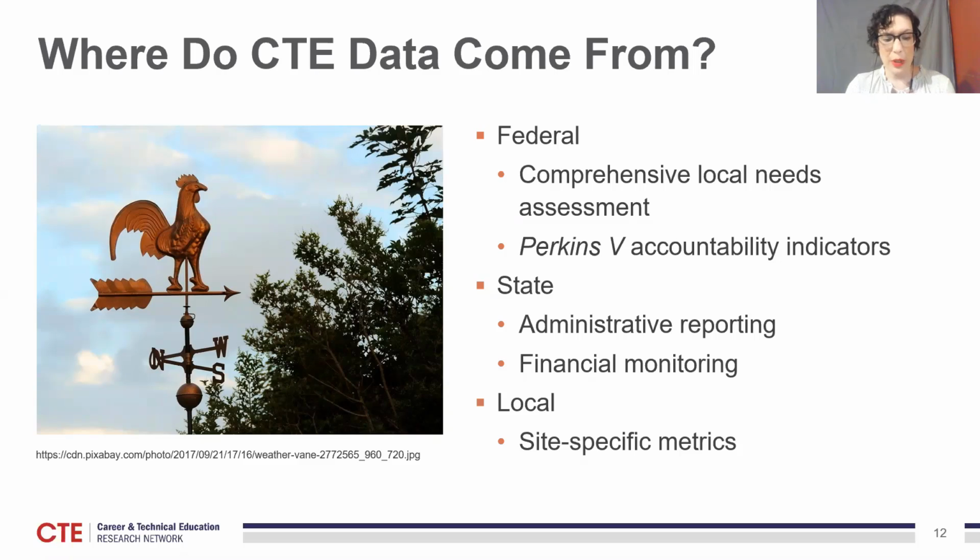Many states also earmark funding for CTE programs, and in return, hold sites responsible for documenting how funds are used to deliver services and reporting on student enrollment and site expenditures. Also, local providers may develop their own metrics to address their own site-specific needs.